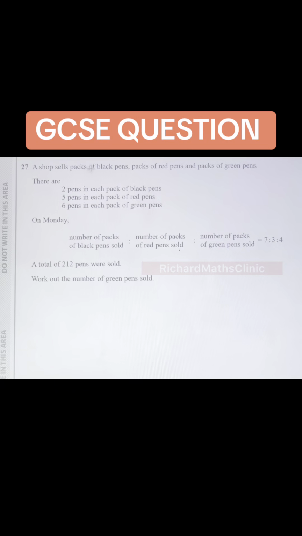Now let's solve this problem. The major question is to work out the number of green pens sold. So let's take note of the colors of pens we have here. We have black, red, and green, and the ratio is 7 to 3 to 4. Next, I'm going to form an expression to get the total number of packs for each pen.